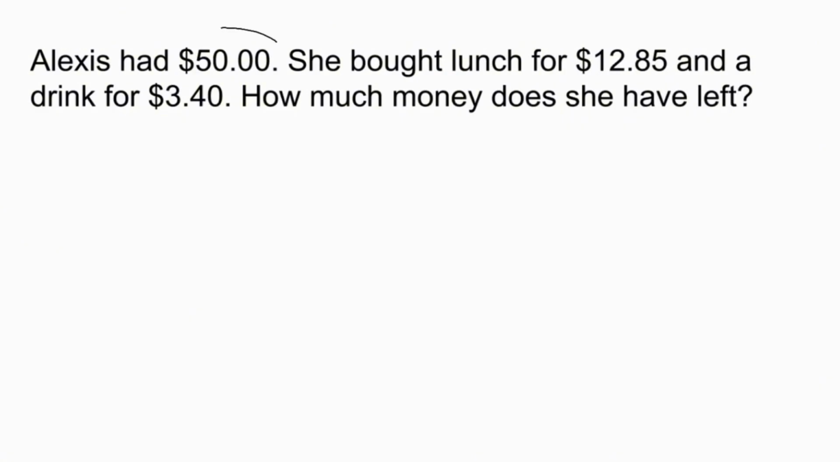We're going to start out with 50 and we're going to subtract first how much she paid for lunch. So let's understand what we're doing. 50 minus $12.85, you're subtracting decimals. And when you subtract decimals, it's important that when you set it up, you line the decimals one above the other. So 50 in money form is 50.00.